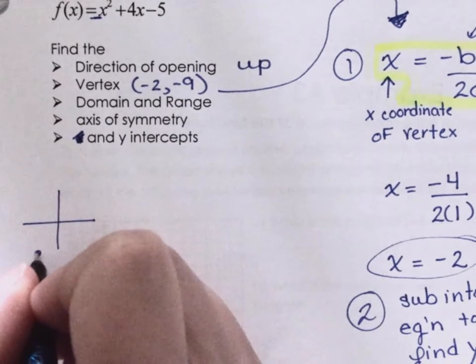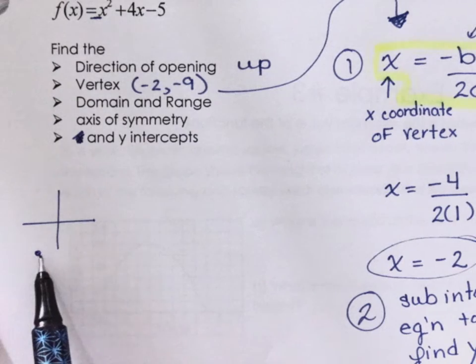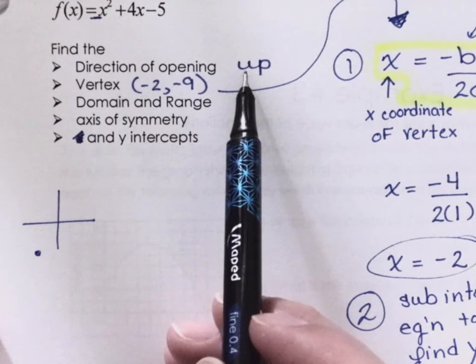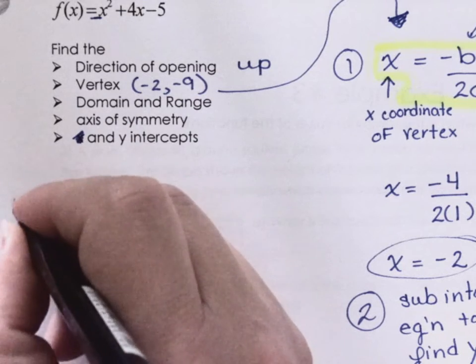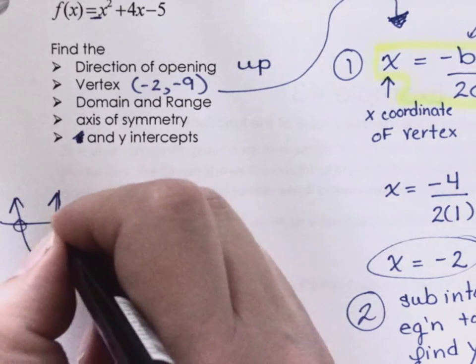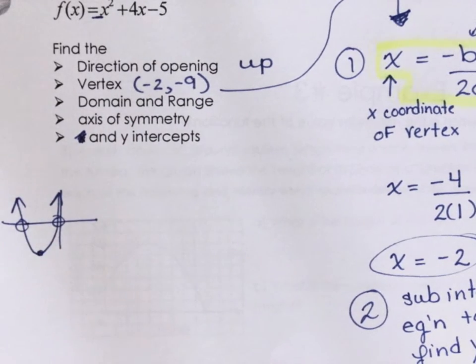Negative 2, negative 9 is going to be somewhere here, right? Somewhere down here. And which way does it open? Up. How many x-intercepts am I going to have? 2. One here, one there, approximately. So let's talk about domain and range.